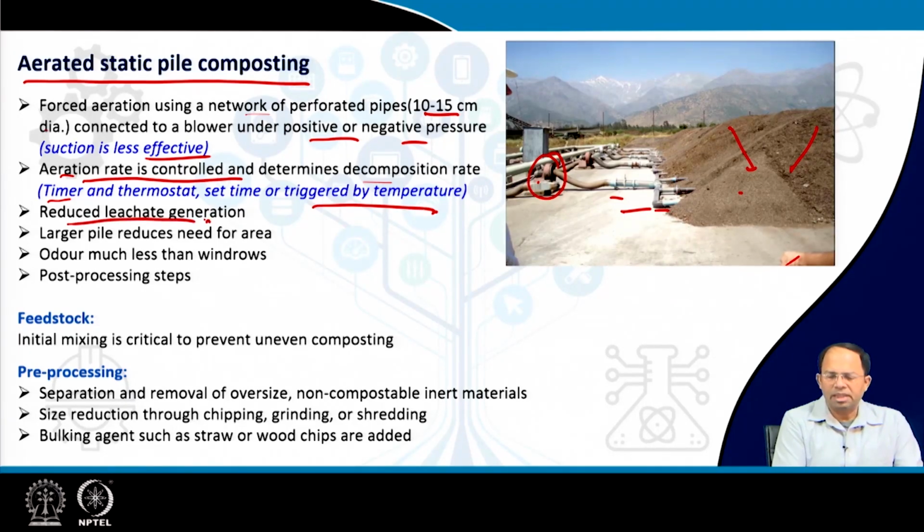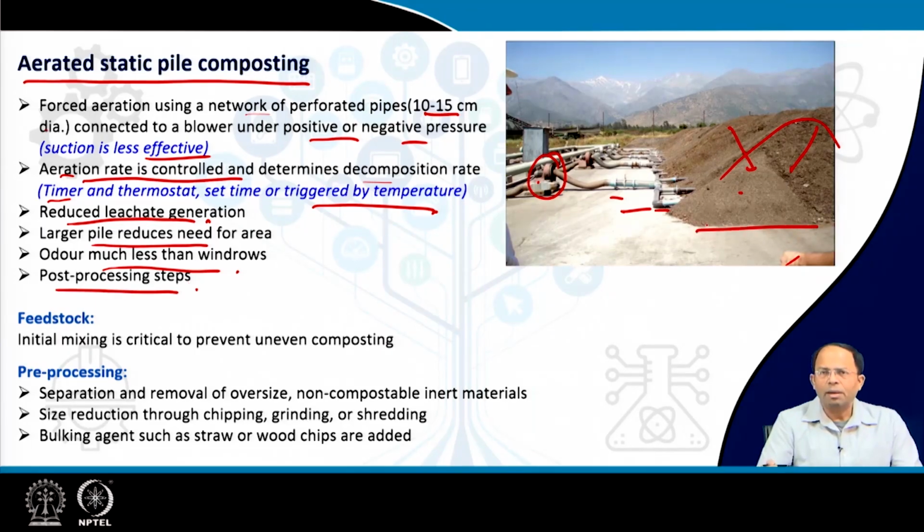This aerated system results in lower leachate generation compared to the other one. A larger, higher pile could be created, as you can see over here, which means your total area requirement would be less. Odor is much less because we are using aeration. Post-processing steps also need to be there, because this kind of pile is not broken up, so you will see a lot of large particles remaining at the end of the composting process. There has to be post-processing to remove these larger particles, and then either put them back into the composting process or send them to an RDF facility and so on.